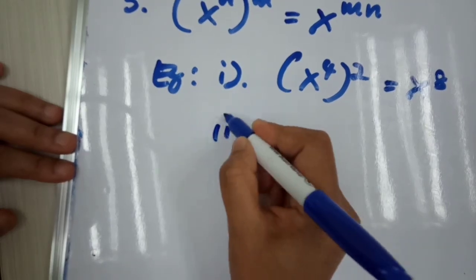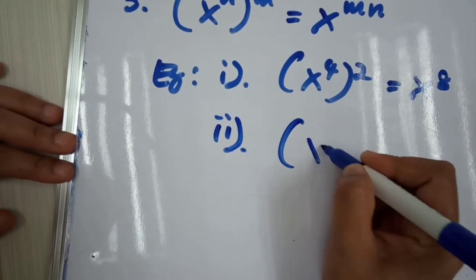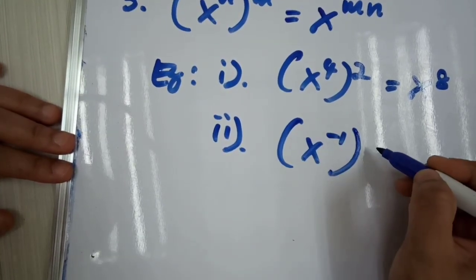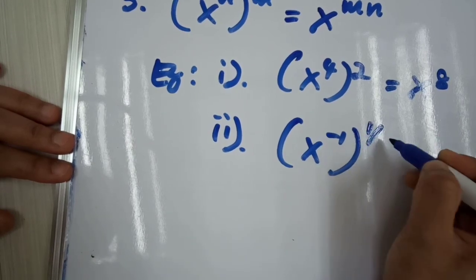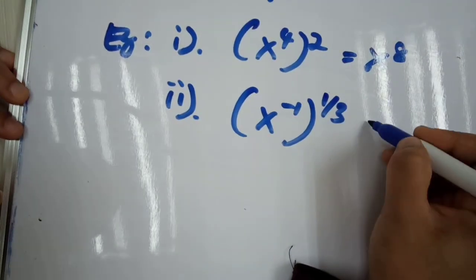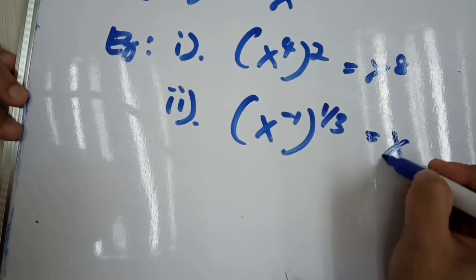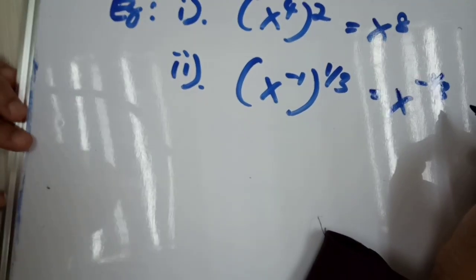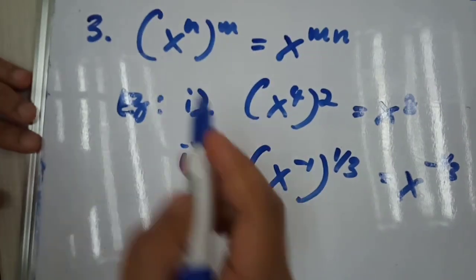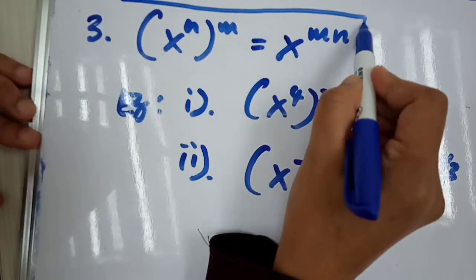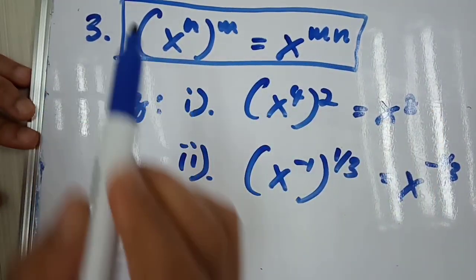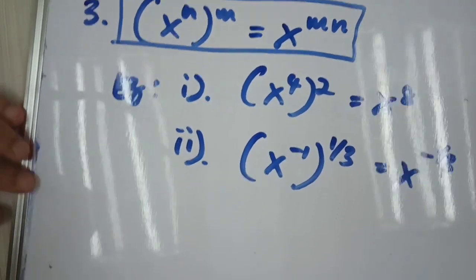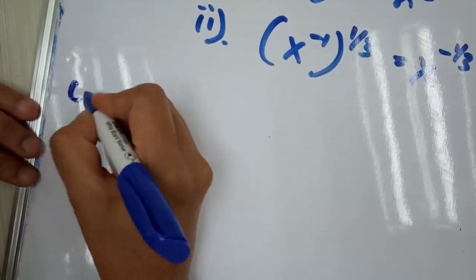Number 2, when we have x power of negative 1, then outside we have 1 over 3. What will be the answer? You have to multiply the exponents, so x power of negative 1 over 3. I gave you the simple example. This is law number 3.